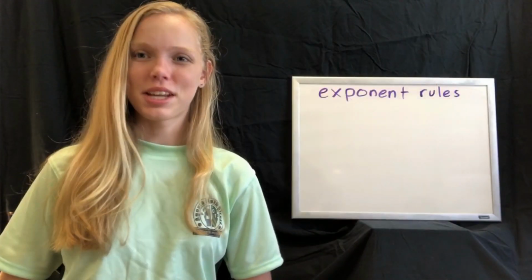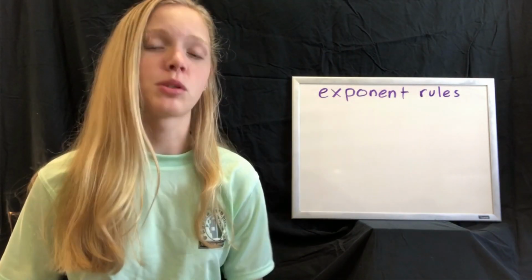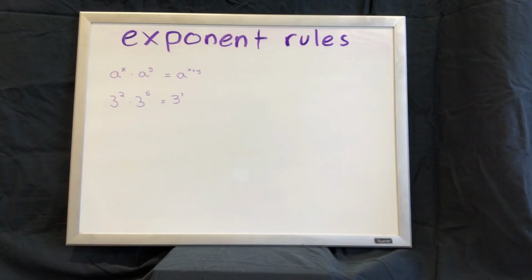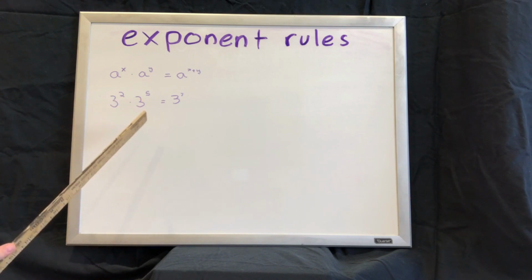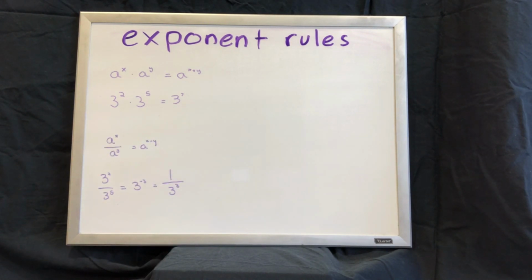Our next topic is exponent rules. These are basically rules that'll let you manipulate exponents and help you simplify expressions and solve equations. Our first rule is that a to the x times a to the y equals a to the x plus y. For example, 3 squared times 3 to the 5th power equals 3 to the 2 plus 5 power, which is 7.